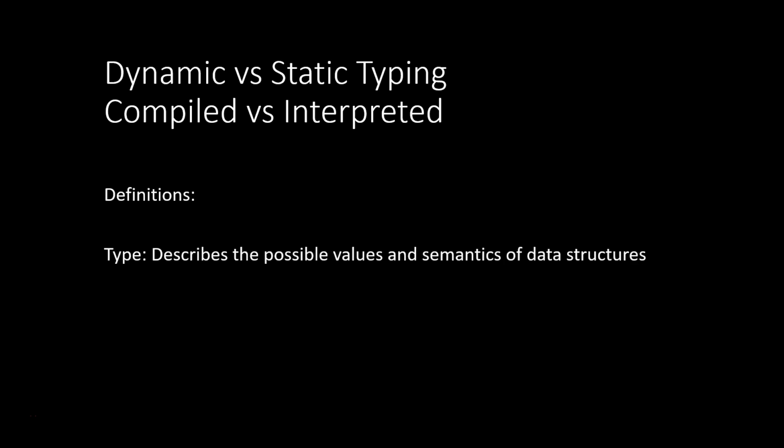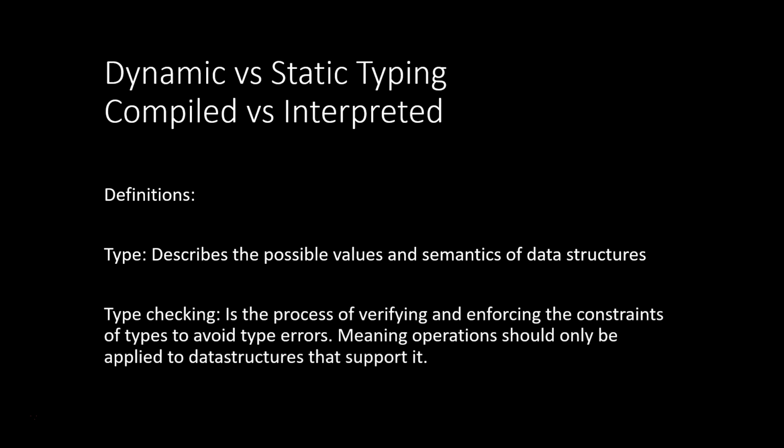So, a type describes the possible values and the semantics of data structures. For example, you might specify an integer, and that comes with some predetermined data structure and operations you can apply to it. Type checking is the process of verifying and then enforcing the constraints of types to avoid type errors. This means that operations should only be applied to data structures that support them. Okay, in programming languages we have different types and we check for those types to avoid type errors.